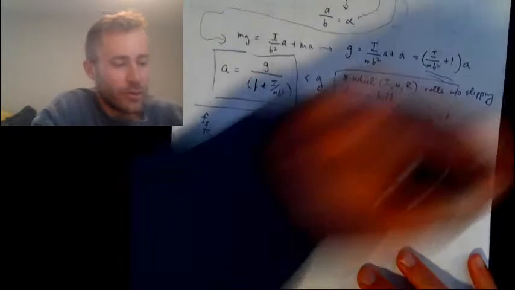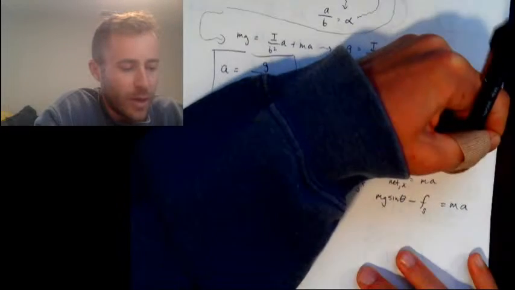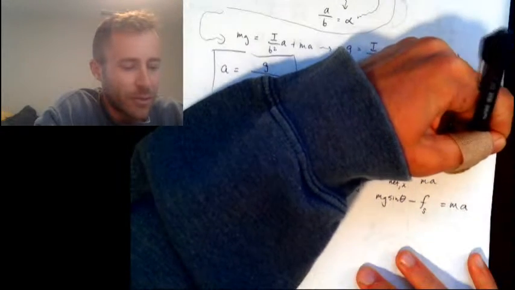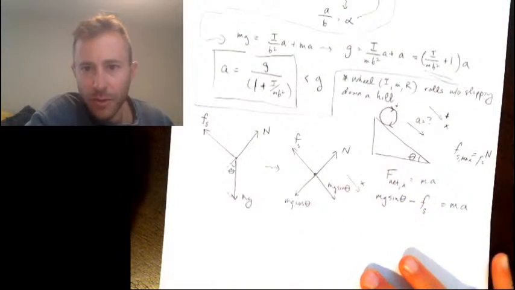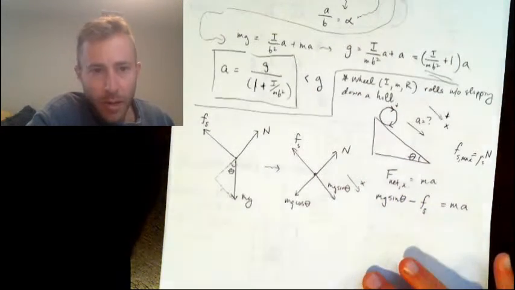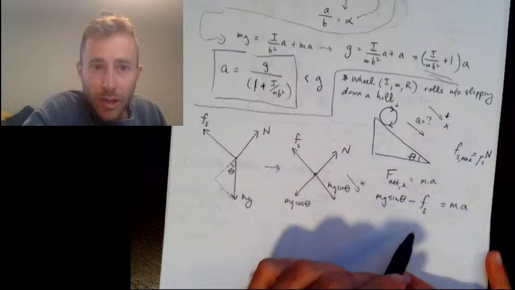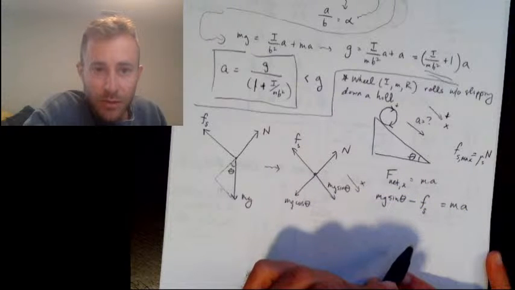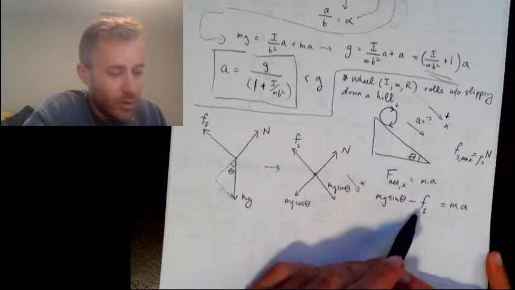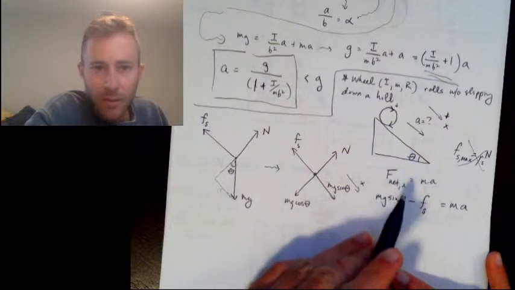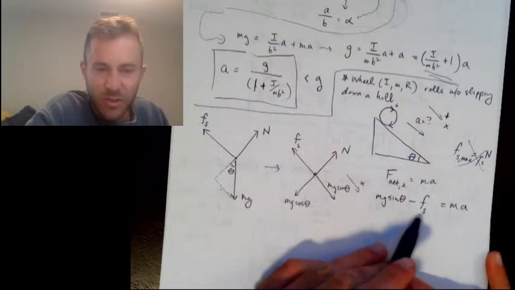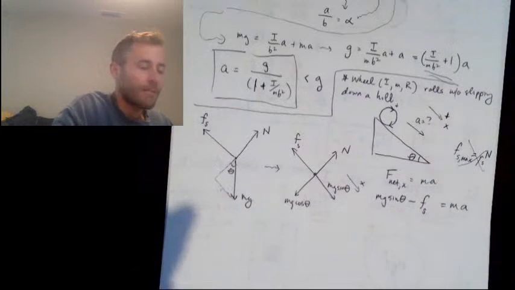Now, static friction is a little bit tricky because we have a formula for the maximum value of static friction, which is coefficient of static friction times normal. But this is not maximum static friction. You get what I'm saying? So this equation doesn't apply here because it's not maximum static friction. So we just leave friction as a variable.